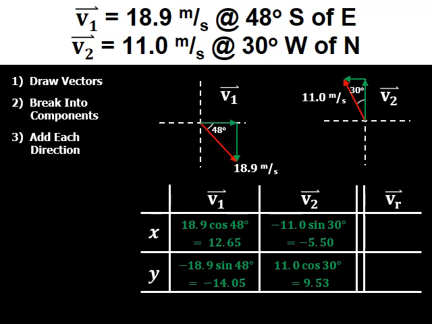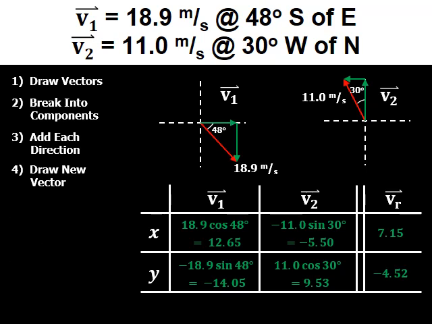All right, next step. The third step is going to be adding each direction. We take the 12.65 and the negative 5.5, we add that together, we get 7.15. And then we take the negative 14.05 and the 9.53, we add those together, we get negative 4.52.